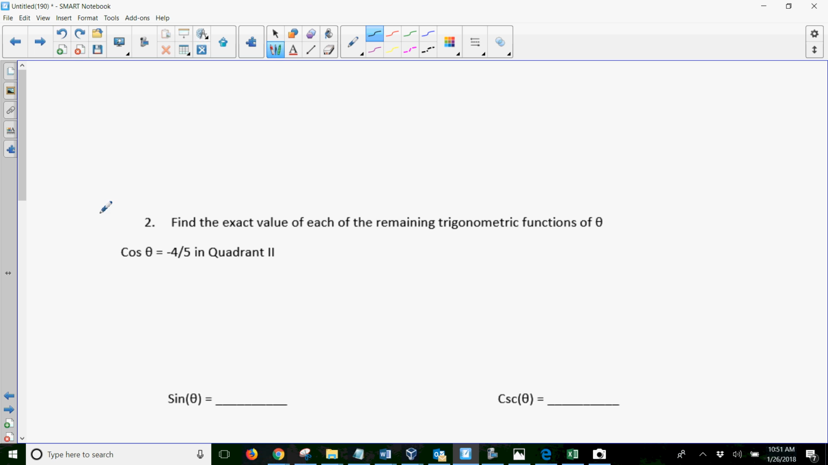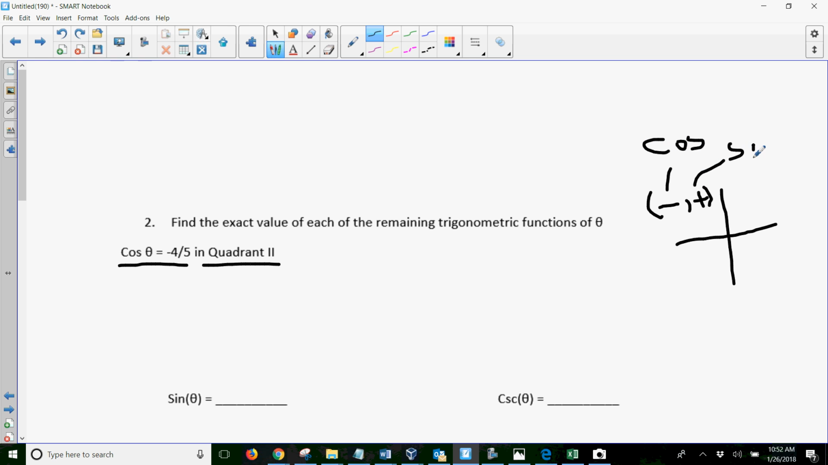All right, on this next equation, it gives us the value of cosine theta and tells us what quadrant we're in. So we're going to use the fact that this is in quadrant 2, which means that the x value is negative and the y value is positive. And recall that the x value is the cosine and the y value is the sine. Okay, so we already see that the cosine is negative, but we'll need to know that the sine is positive to complete this question.